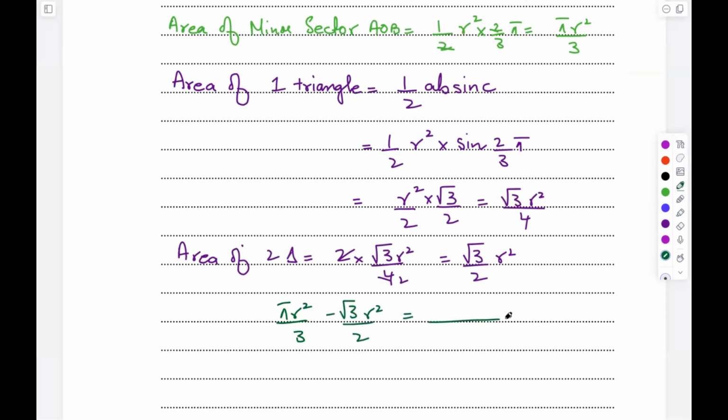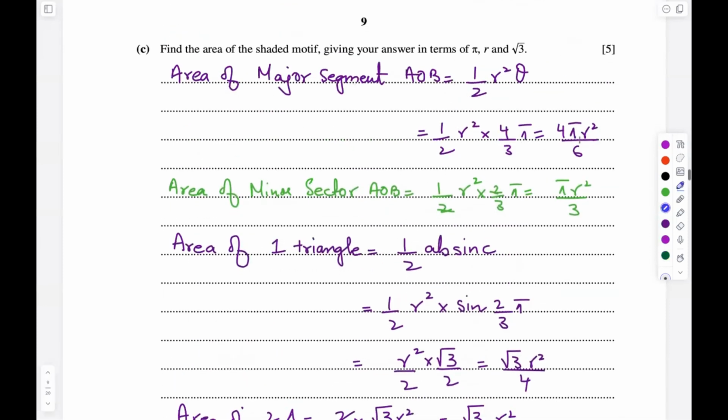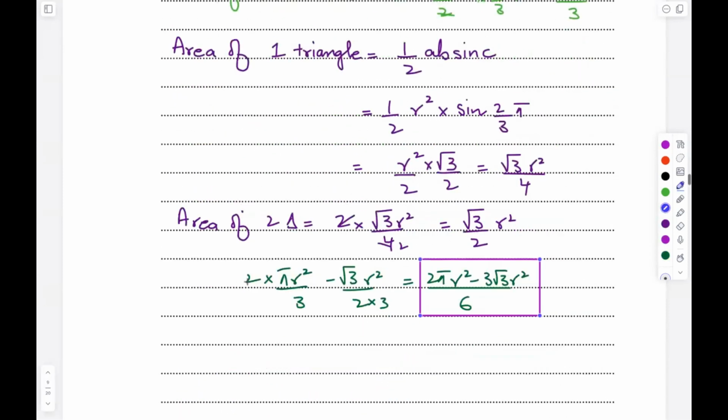Taking the LCM, the LCM in this case will become 6. So this will multiply by 2, so this will become 2 pi r squared minus, and this will multiply by 3, so this will become 3 root 3 r squared. So this basically is the area of the unshaded part. And once we have this, we can subtract it from the total area of the major segment AOB, which was 4 pi r squared upon 6.